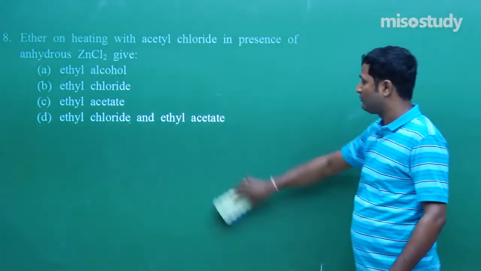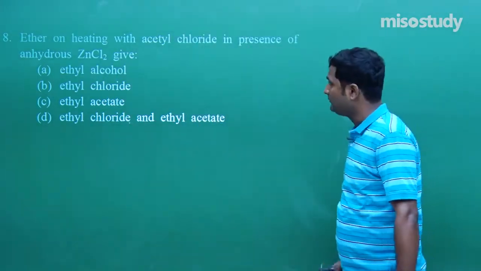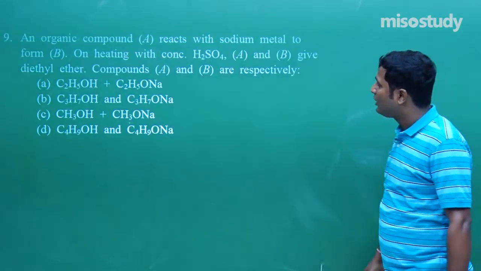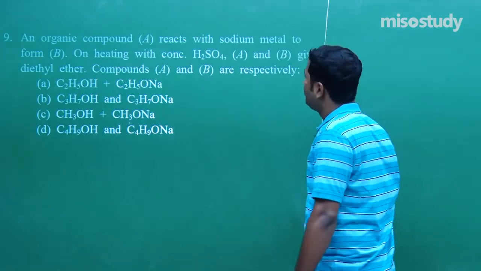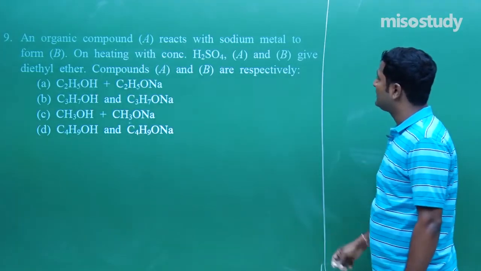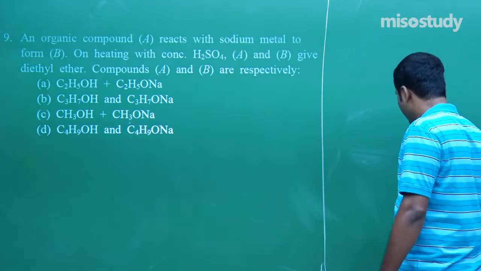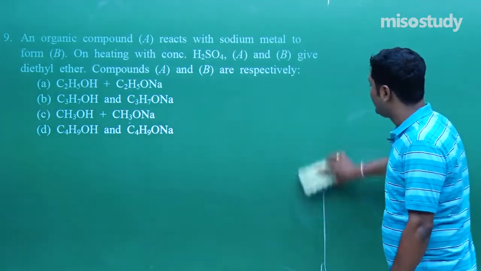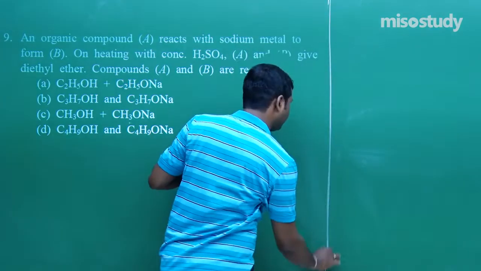The next question, wait for a moment. Question number 9. An organic compound A reacts with sodium metal to form B. On heating with concentrated H2SO4, A and B give diethyl ether. Compounds A and B are definitely, first of all, check the first option.